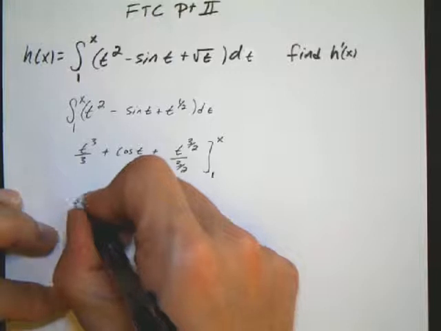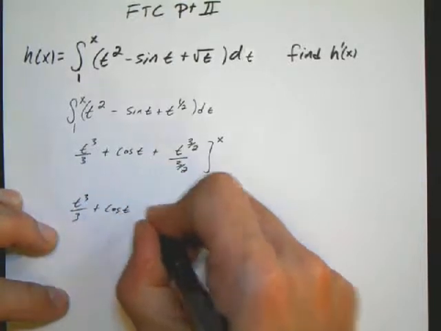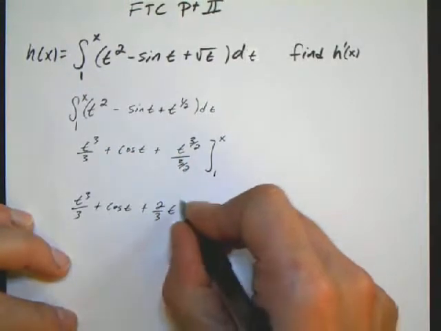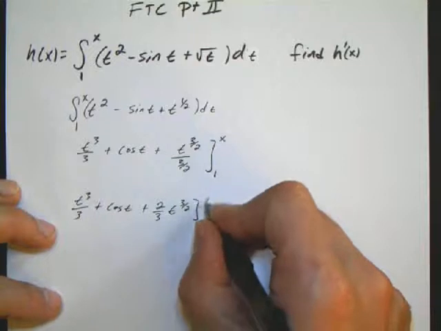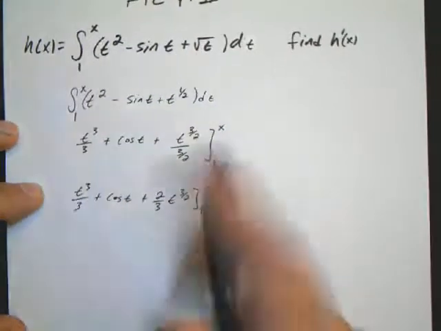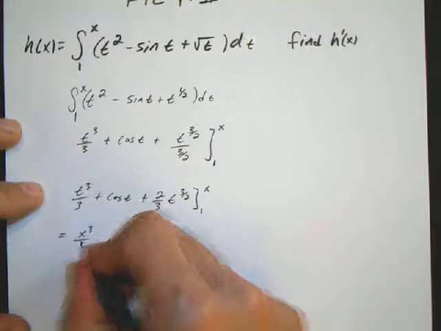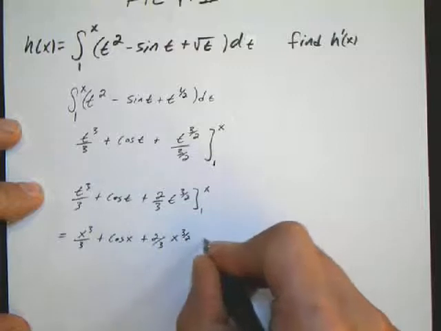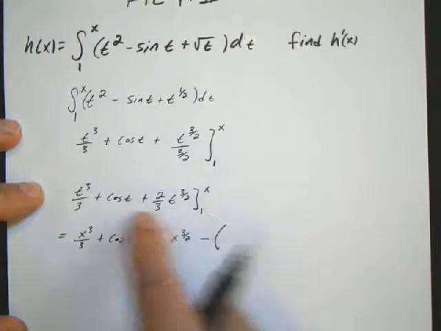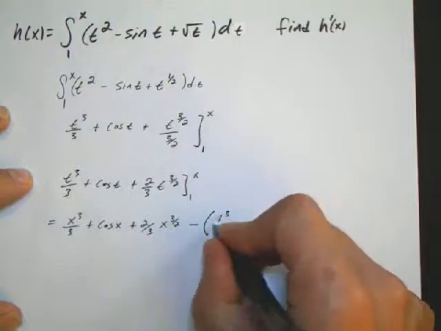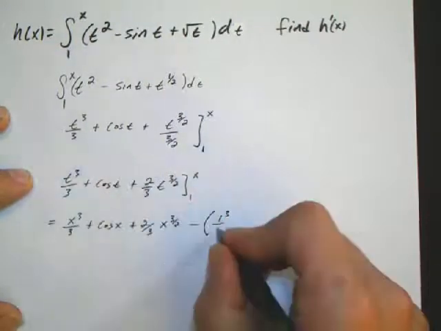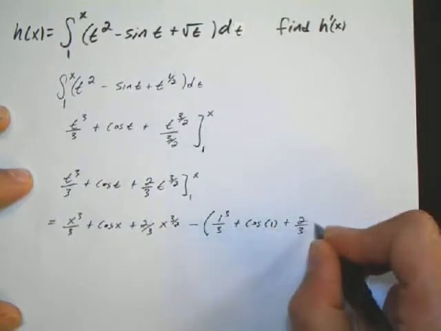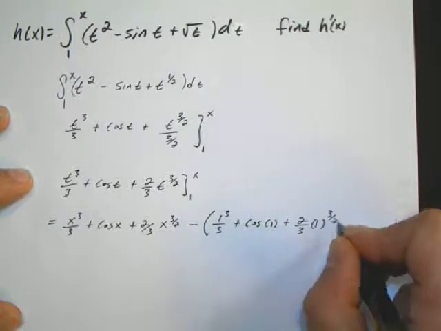I can simplify this some more, t to the 3rd over 3 plus cosine of t. This 3 over 2 reciprocates to a 2 over 3, and it's t to the 3 over 2. Lower limit is 1, upper limit is x. Now I want to plug in my x, so it's going to be x to the 3rd over 3 plus cosine of x plus 2 over 3 x to the 3 over 2 minus, now I have to plug in my lower limit into the entire expression. So when I plug in 1, it's going to be 1 cubed over 3 plus cosine of 1 plus 2 over 3, and then 1 raised to the 3 over 2.